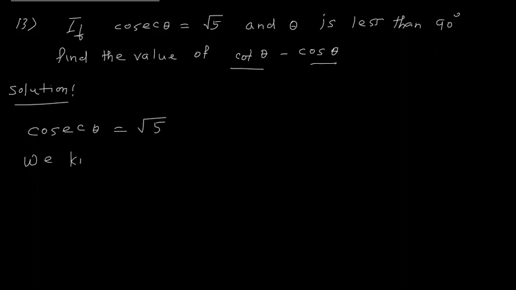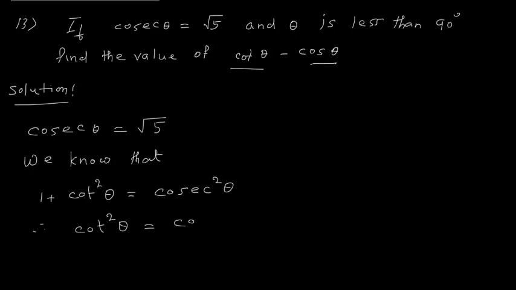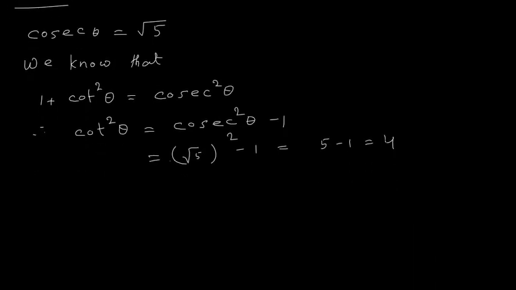we know that 1 plus cot square theta is equals to cosec square theta. Therefore cot square theta will be equals to cosec square theta minus 1, will be equals to root 5 the whole square minus 1, that is 5 minus 1 equal to 4. This is the value of cot square theta.